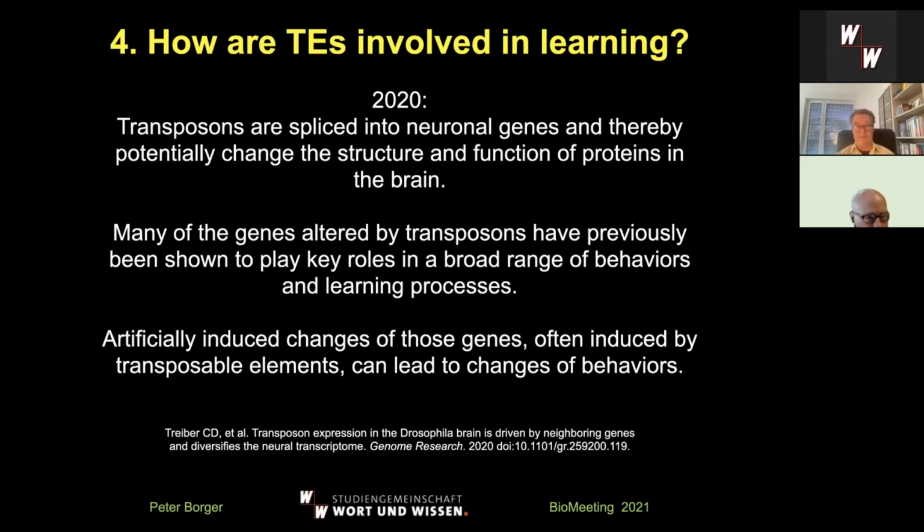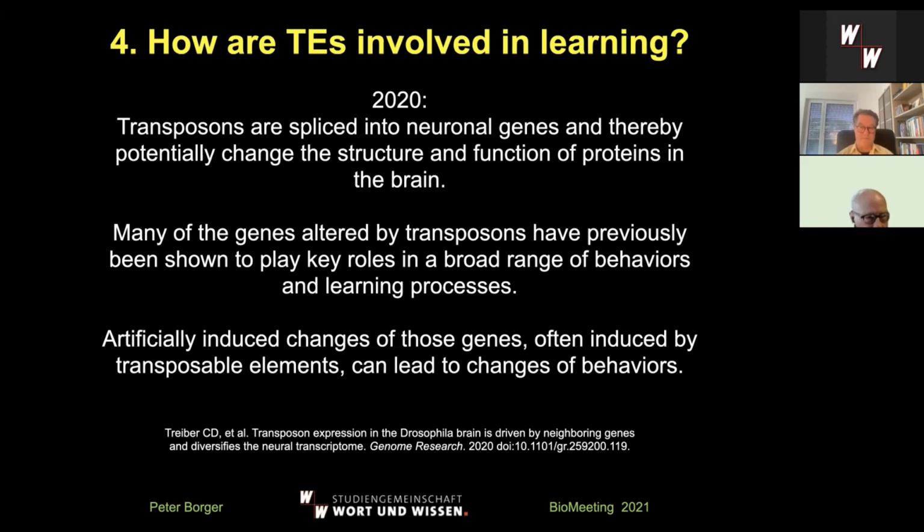Okay, and what they also were able to show is that many of these genes altered by transposons, by these integrations, have previously been shown to play a role in a broad range of behavior and learning processes. So indeed, it is not just randomly jumping around of these genetic elements, but it is a process that is directed, controlled by the neurons themselves in the DNA. And it also makes sense because we have several mechanisms that control it. Hundreds of genes are involved that control the hopping around of these transposable elements. And it really looks like a design system to me.